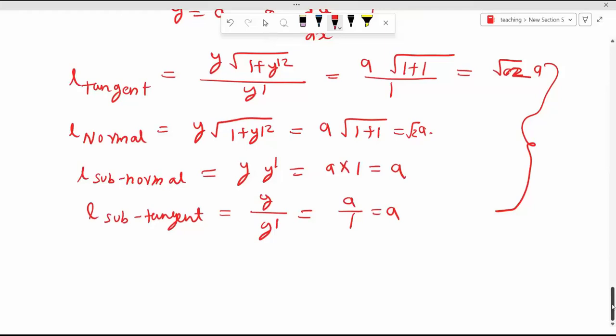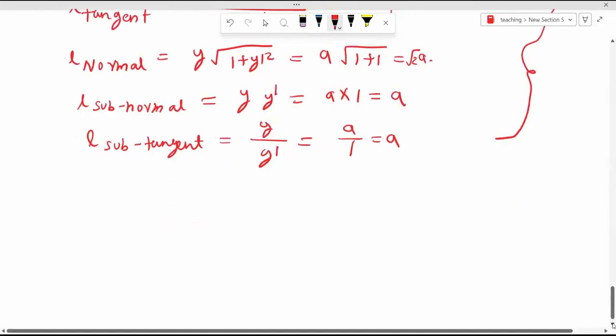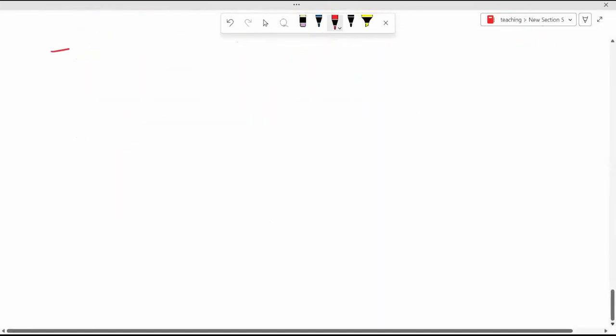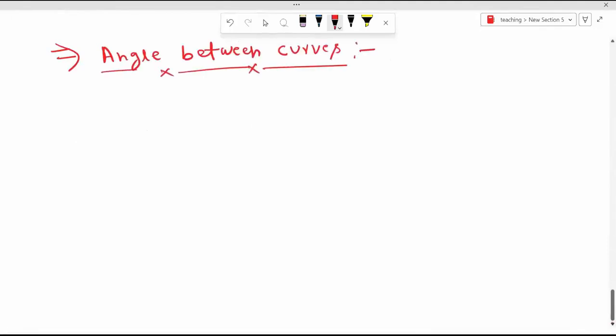Now we move towards another topic, which is finding the angle between the curves. First we taught the concept of how to find the angle between curves. So the next topic is angle between curves. What is the angle between curves? The angle between curves is the angle between the tangents at the point of intersection. How do we find the angle between the curves?